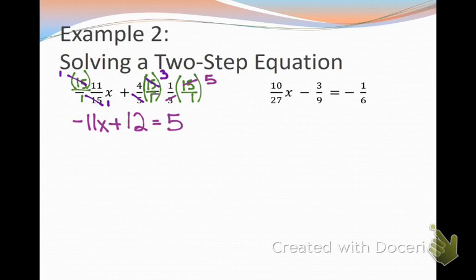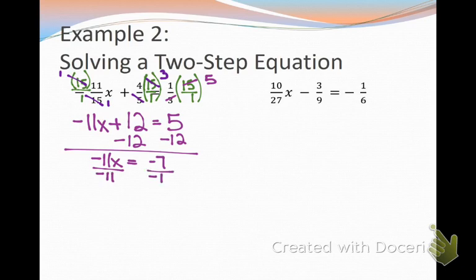So I need to remember, what is the first step that I take when I'm solving a two-step equation? Get rid of stuff not attached to the variable. Very good. Not attached to the variable, which would mean to subtract 12 from both sides. So negative 11x equals negative 7. And now I'm on the home stretch. I need to solve for x. So what would I do to both sides? Divide by negative 11.